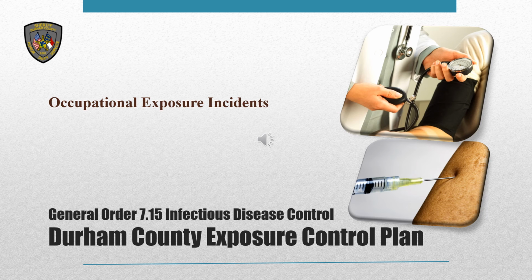All occupational exposure incidents occurring on the job are reported to the risk management department by completing the Durham County Government Occupational Injury Illness Report. The risk management department will prepare necessary documentation for the North Carolina Industrial Commission in accordance with Durham County's policy, procedures, and workers' compensation.